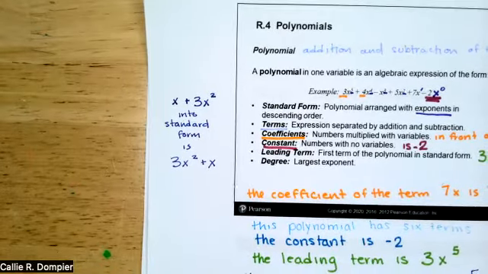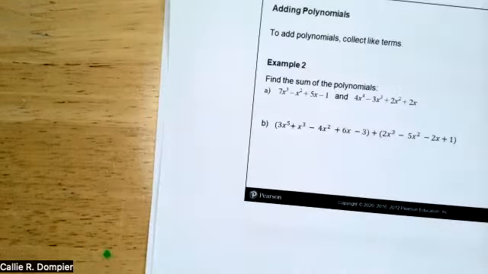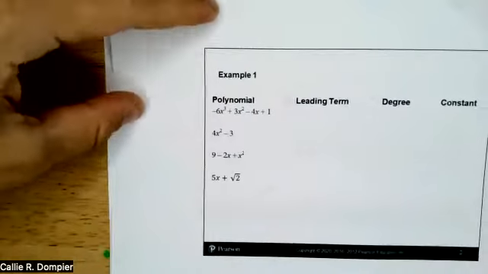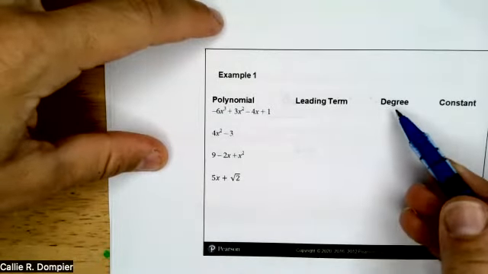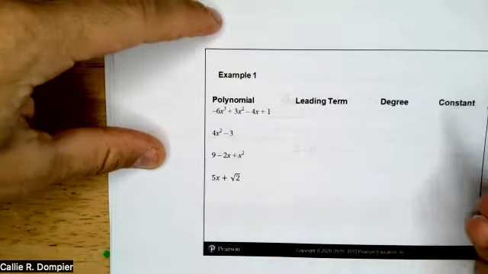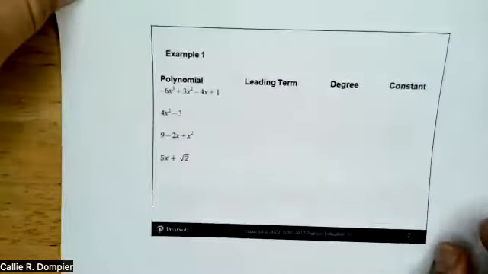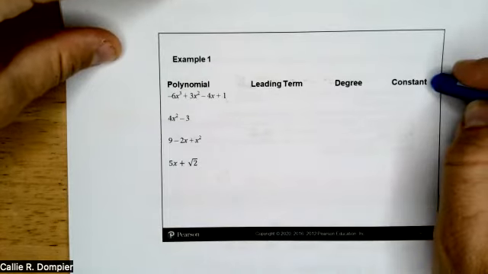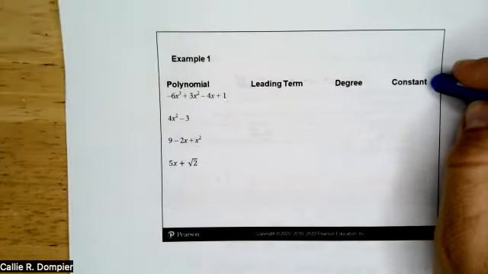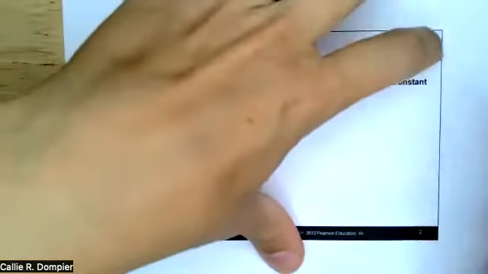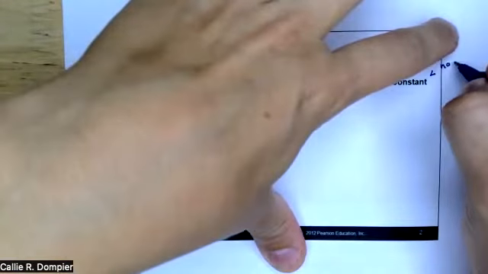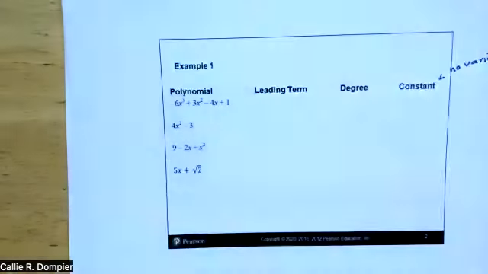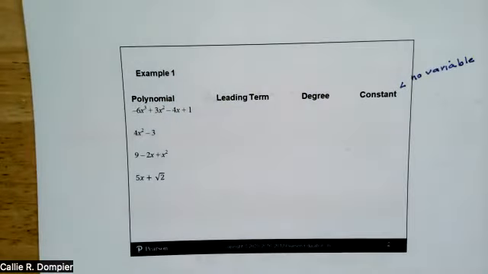The exponents are in descending order. All right, so remember, the leading term is the first term, the degree is the degree of the exponent, and the constant is the last term when it's in descending order and when it has a constant. Okay, the constant will never have a variable. Like the word constant, always the same, okay? No matter what the variable is, it won't change.